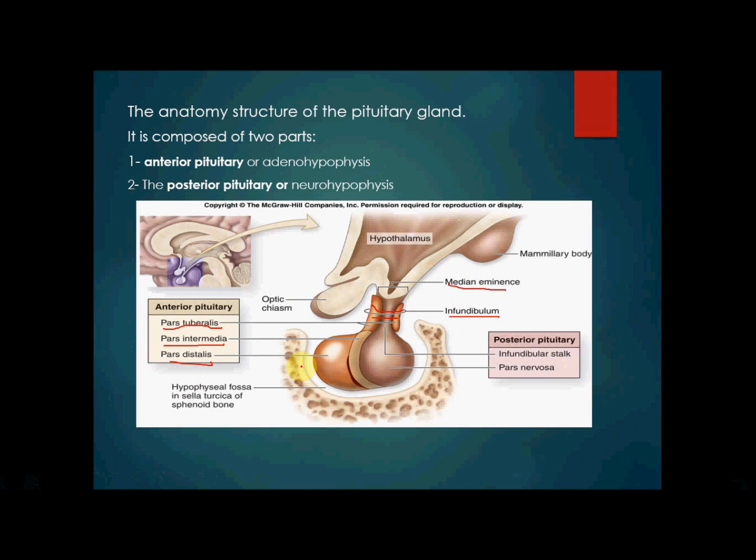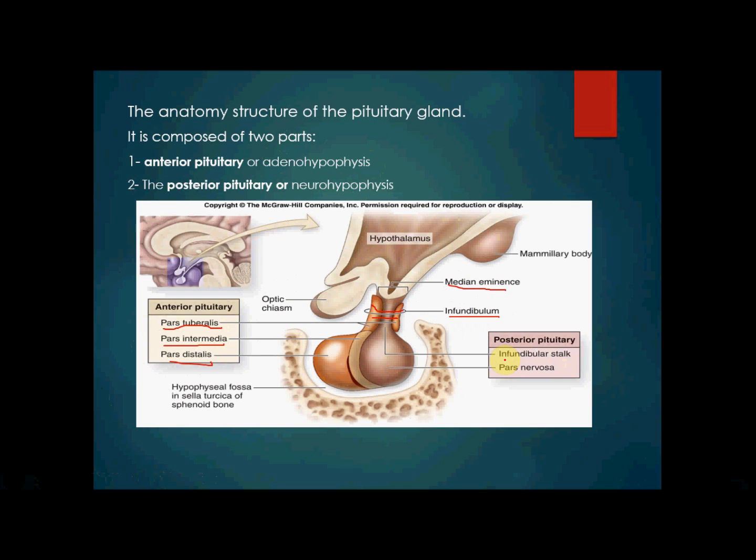I mentioned how we could learn or know: if I say tuberalis, that means the upper part of the anterior pituitary. And then we have the intermedia, because it's an intermediate between both lobes. And then we have the pars distalis, because it's the furthest part.